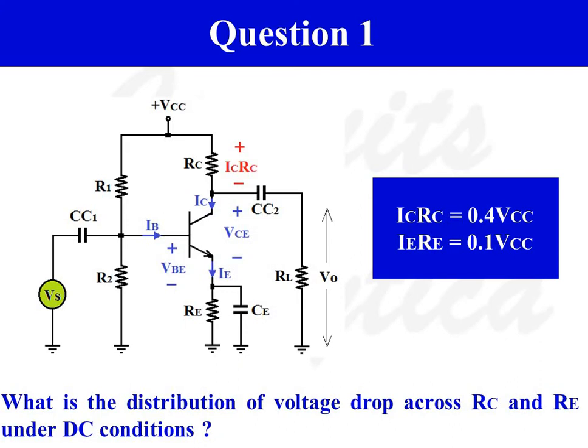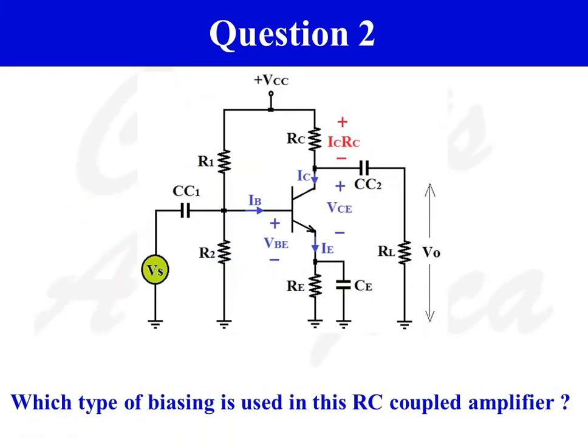Question 1. What is the distribution of voltage drop across RC and RE under DC conditions? So distribution of voltage drop across RC and RE are 40% of VCC and 10% of VCC respectively. Which type of biasing is used in this RC coupled amplifier? In RC coupled amplifier, a voltage divider biasing circuit is used, which consists of resistance R1, R2 and resistance RE.